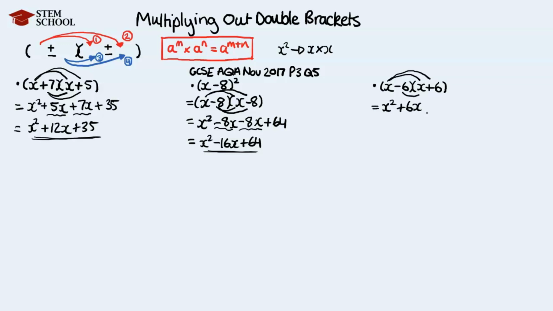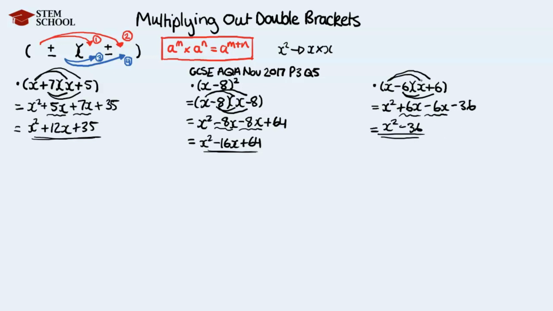Then minus 6 times x, you'll get minus 6x. Then you'll have minus 6 times positive 6, that'll be a minus 36. And just collect the like terms. You have x squared, positive 6x, and then take away 6x, so they'll cancel out. It'll be 0, then you have minus 36.